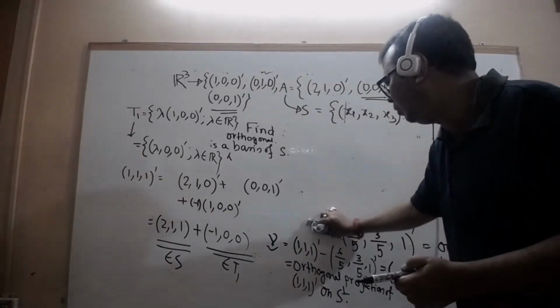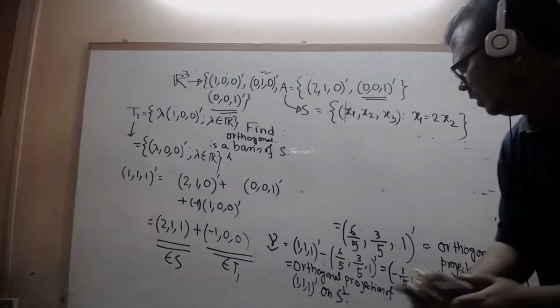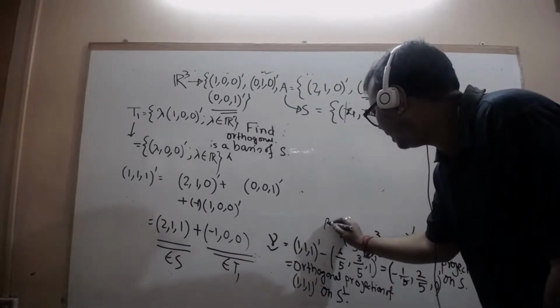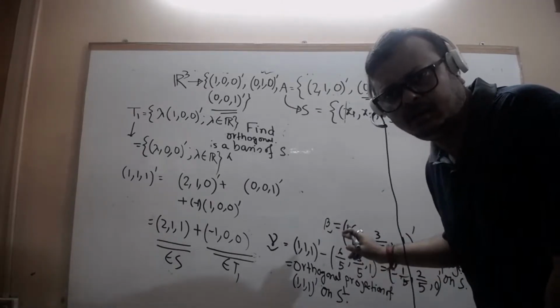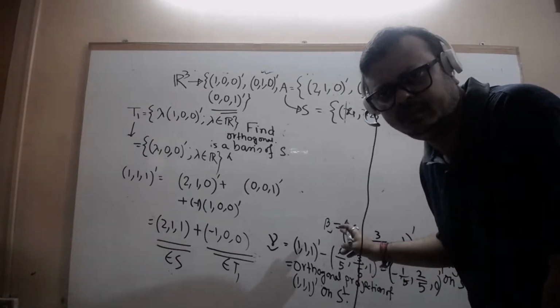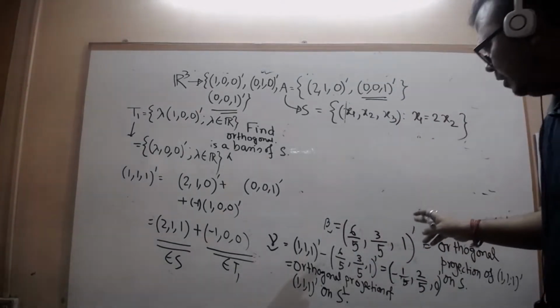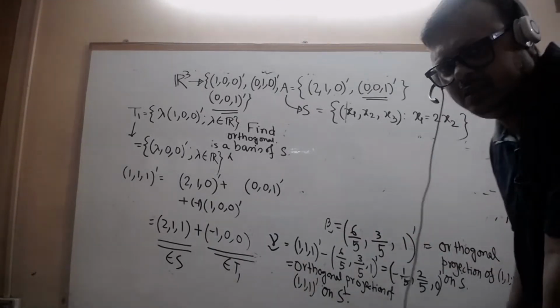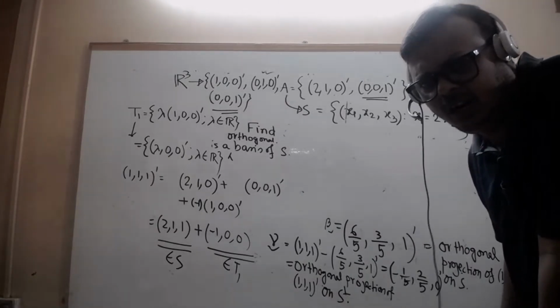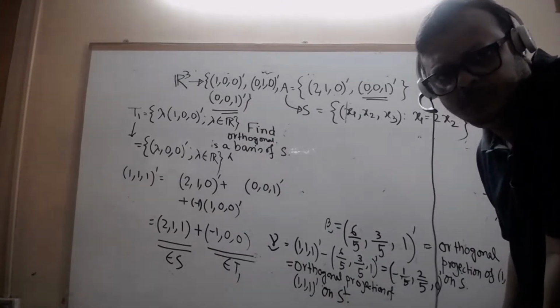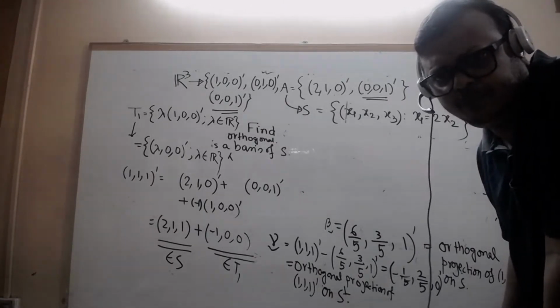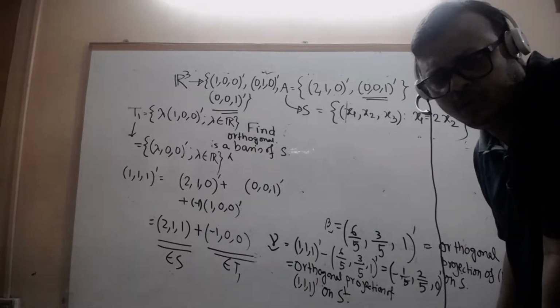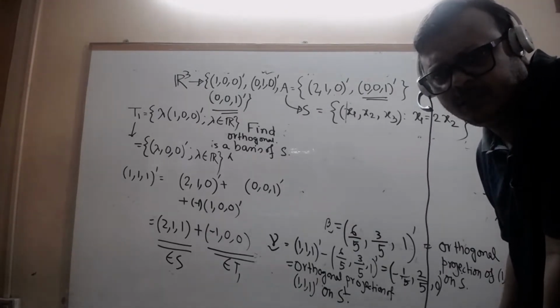I denote it by this beta curl. Please tell me, the notation is beta curl, right? Can anybody tell me the notation of orthogonal projections? I think I give it the beta curl. Please tell me. The notation is beta curl, right?